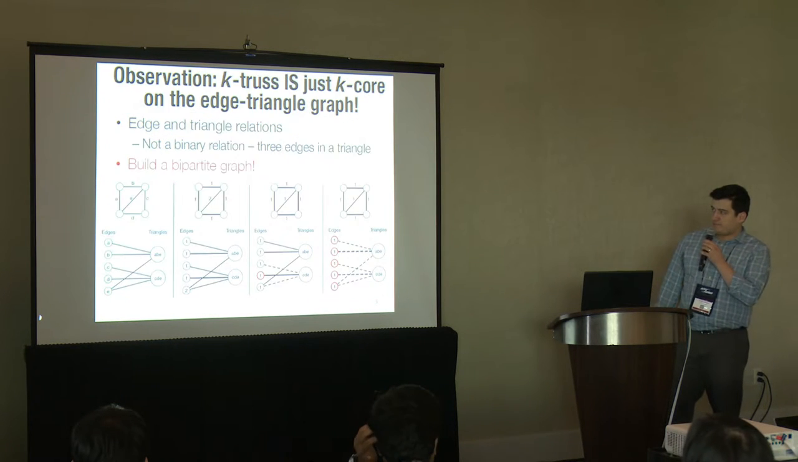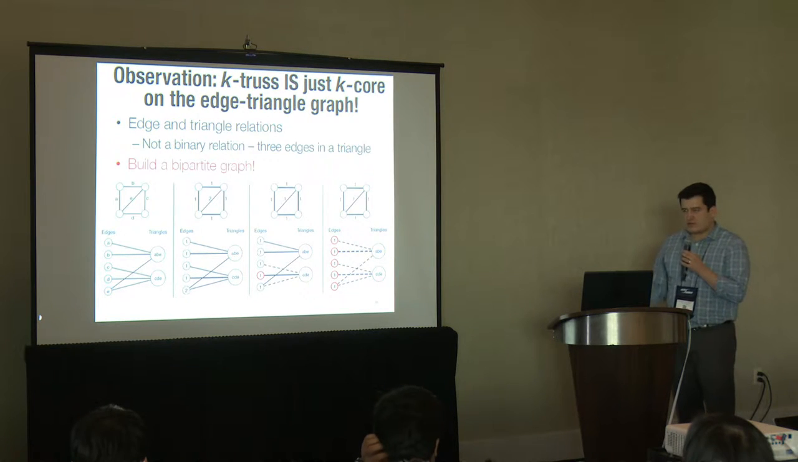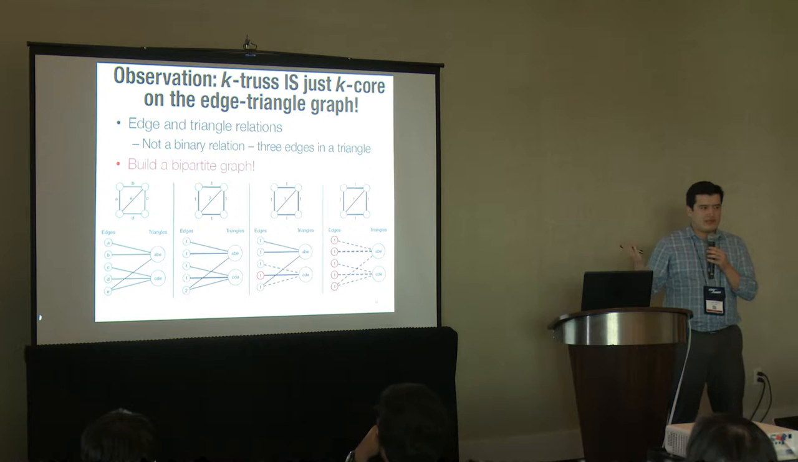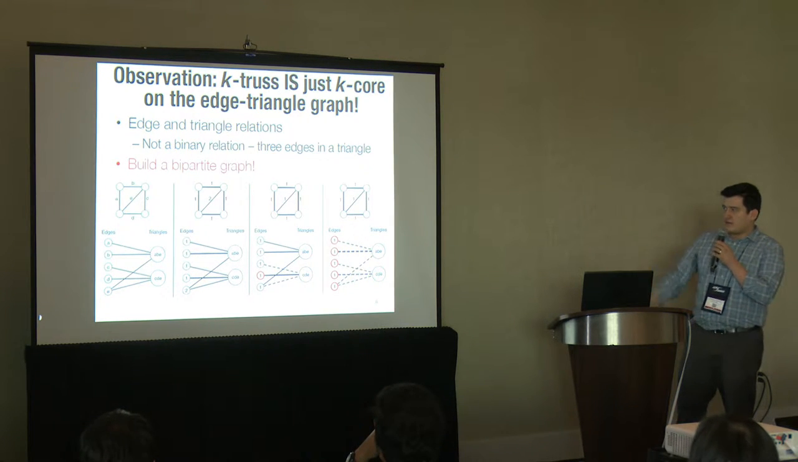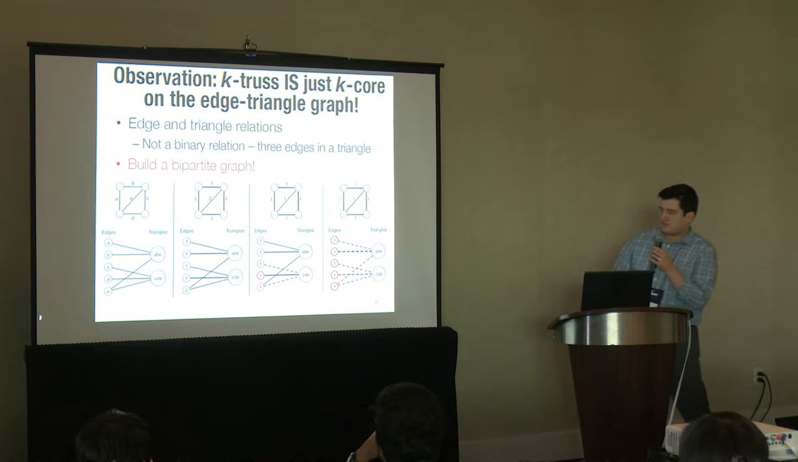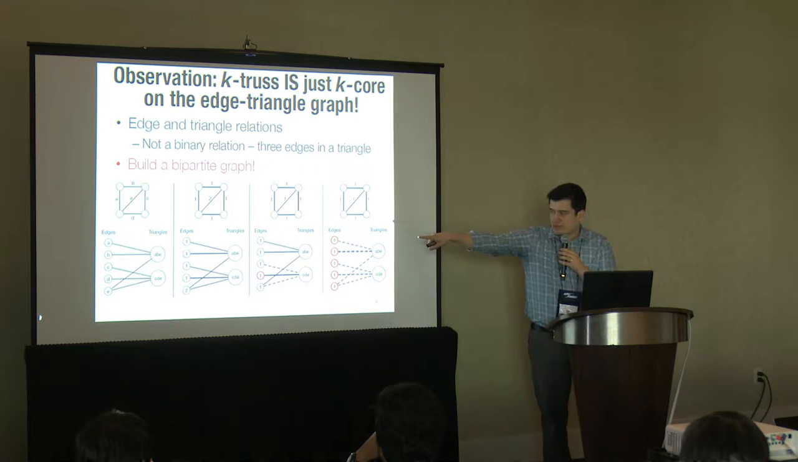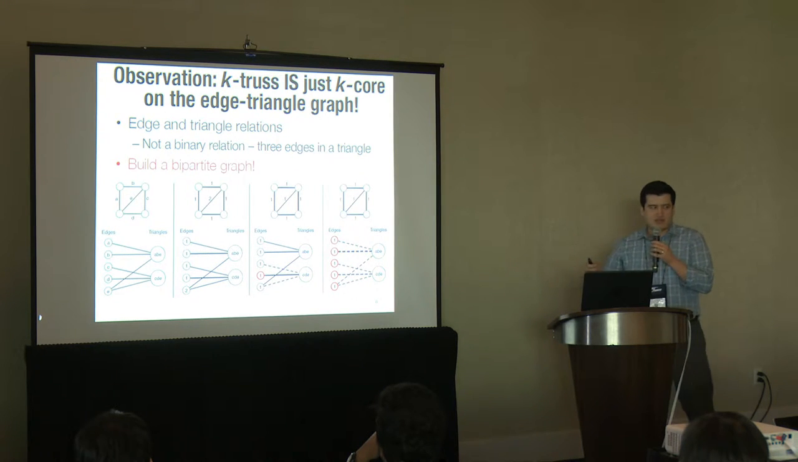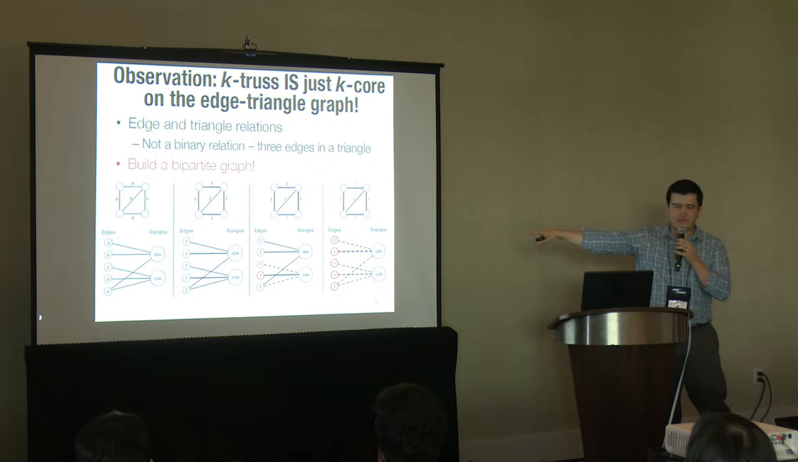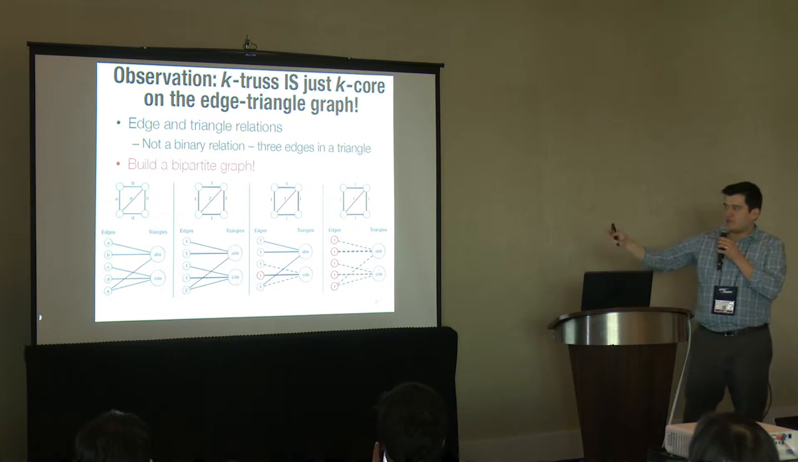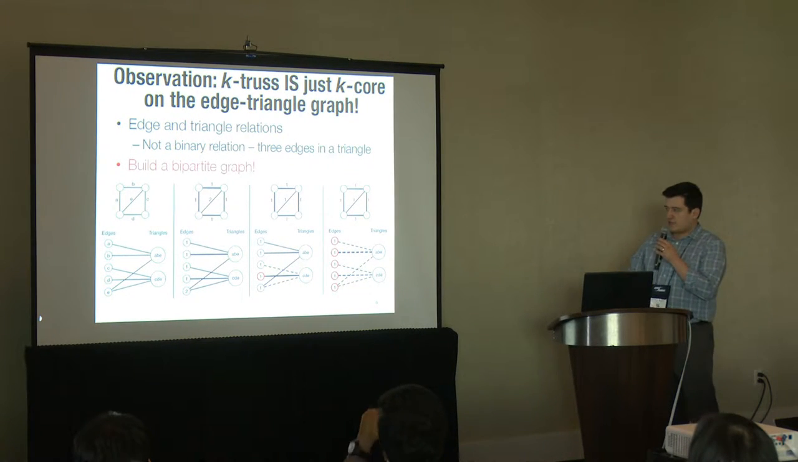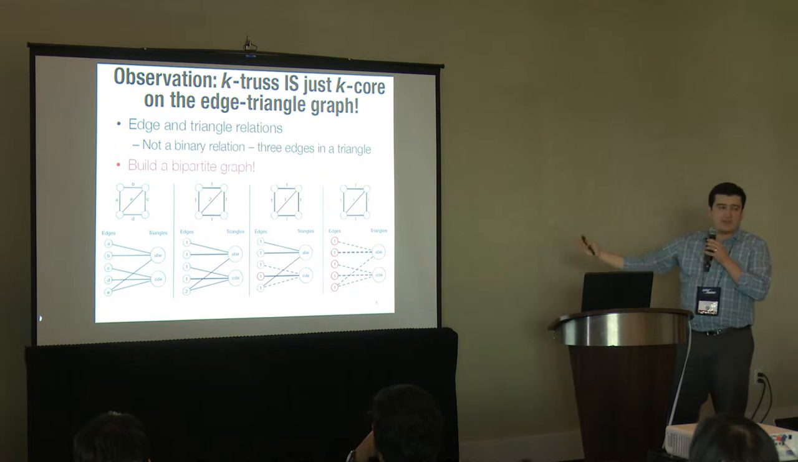So the thing is, in an earlier work, we made the observation that K-truss is actually K-core on the edge-triangle graph. What I mean is, if you draw the bipartite graph of edges and triangles like this, and check their degrees, you can basically simulate K-truss decomposition by a K-core decomposition on that bipartite graph. One important thing is it's not a binary relation, so you have three edges in a triangle, and you need to watch that, but at the end, it's basically the same thing.